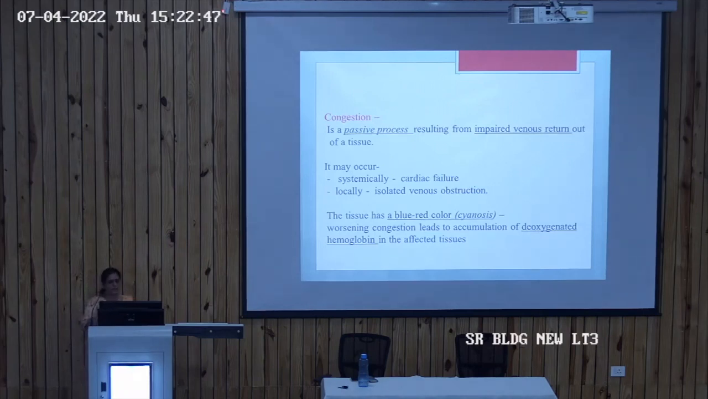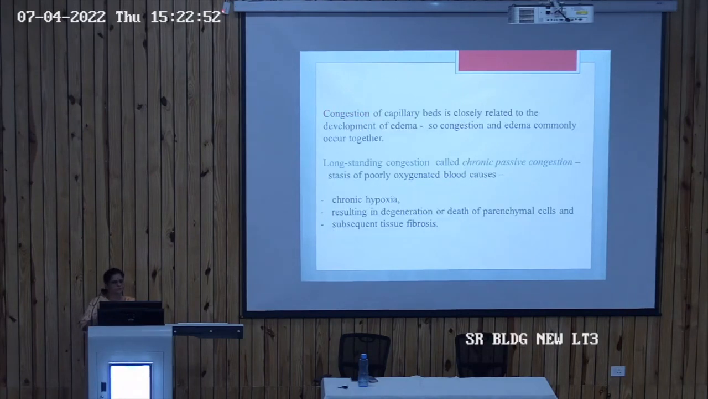Worsening condition can lead to accumulation of deoxygenated hemoglobin in the affected tissues. Congestion of capillary beds is closely related to the development of edema. So congestion and edema go hand in hand. Both of them occur together mostly. Long-standing congestion is known as chronic passive congestion, a stasis of poorly oxygenated blood. It is because of chronic hypoxia resulting in degeneration or death of the parenchymal cells and subsequent tissue fibrosis.